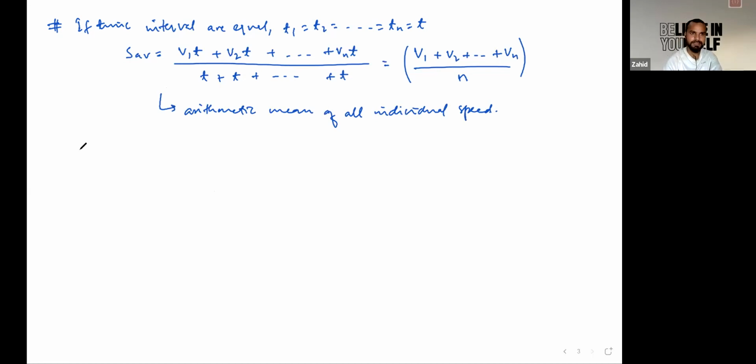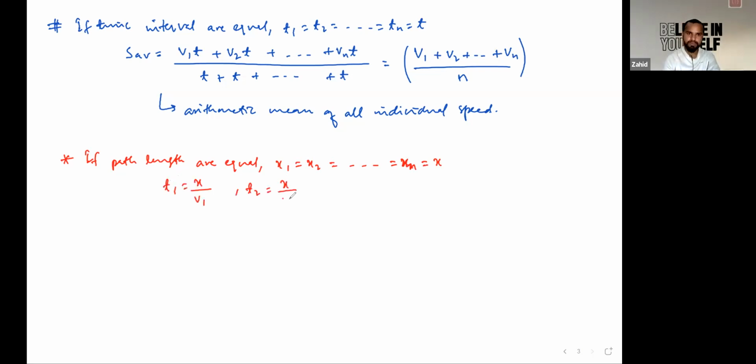Finally, one more term regarding this. Path lengths covered by the body are equal. Let's say x1, x2, and so on to xn. These intervals are all equal to x. Convert: time is equal to distance over speed. So t1 is x1 over v1. Similarly, t2 is equal to x2 over v2, and so on to tn is equal to x over vn.